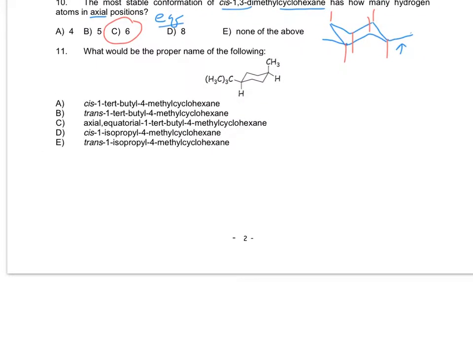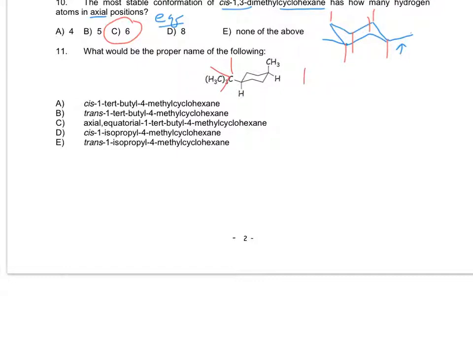What's the proper name for this molecule? Let's see, so we have cyclohexane, so we want to make sure that all 5 choices have a cyclohexane here, and it looks like they do. And then we have a methyl on 1 carbon, and 4 carbons away we have this T-butyl group. And you can redraw this if you wish. This is simply 3 methyls coming off of that 1 carbon. So that's a T-butyl group.